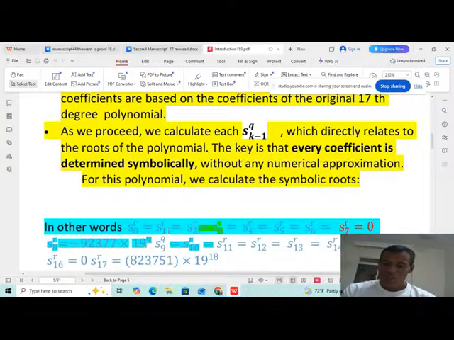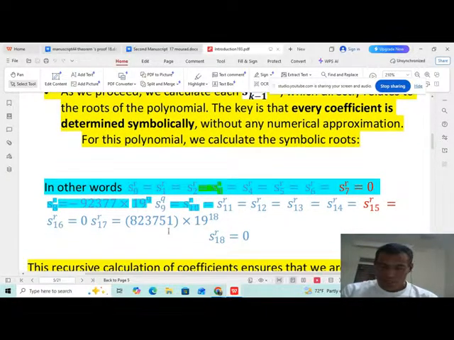Okay, here between parentheses, we calculate all the new coefficients of the new 19th degree polynomial equation relative to the original 19th degree polynomial equation, and we obtain that from 0 to 7, all sk minus 1 vanished, or collapsed to 0.